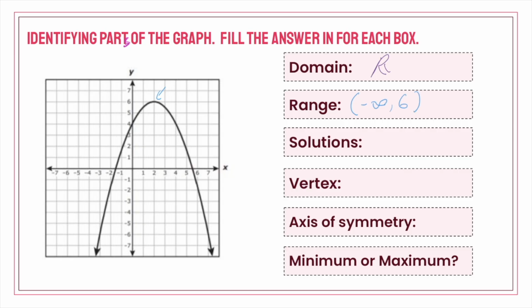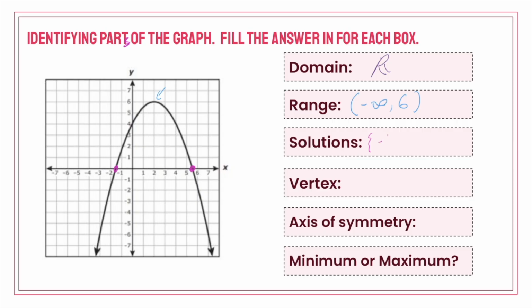Now for our solutions, again, it looks like it crosses in two different places. So we've got one solution here and another solution here. Again, remember our solutions are going to be our x-intercepts. So in this case, we're going to put them in braces. We're going to write them in order from least to greatest.